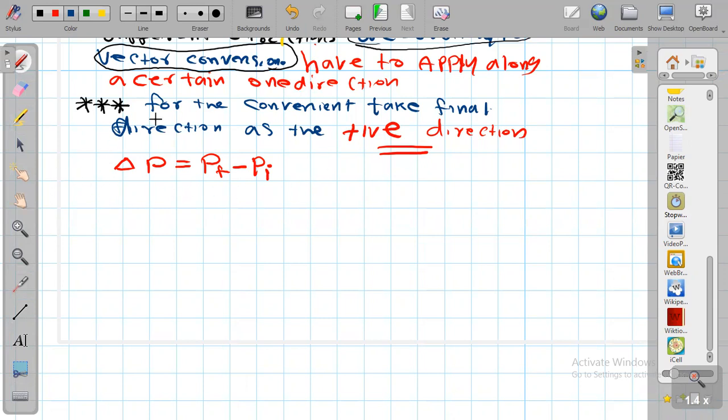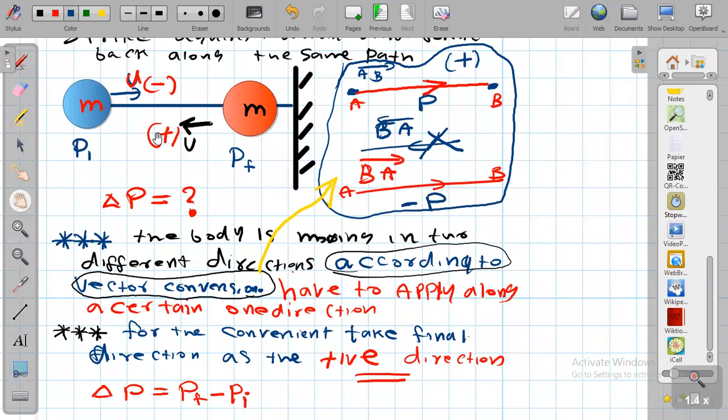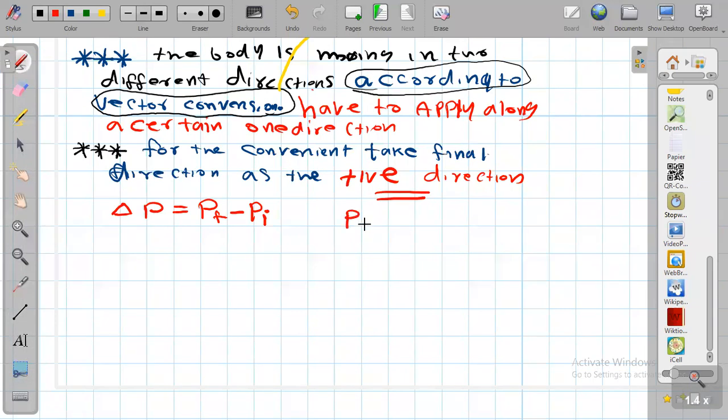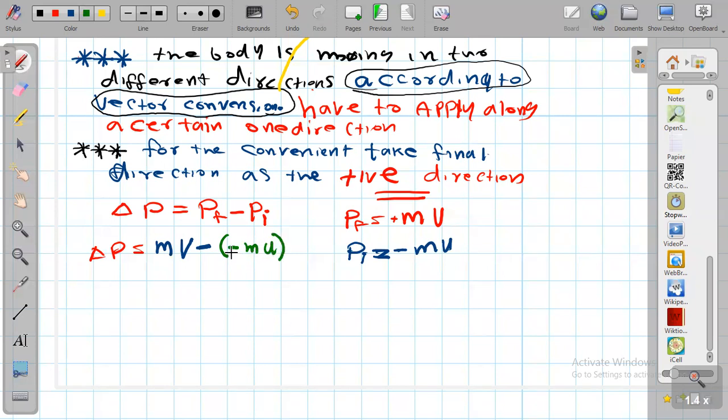Delta P. Now, let me introduce the final velocity. Final momentum is mv. Pf is what? Positive mv. The initial is negative mu, because I took the final direction as the positive. What is it going to be now? mv minus minus mu, because now this minus and minus becomes plus. So you can get the m factor out.